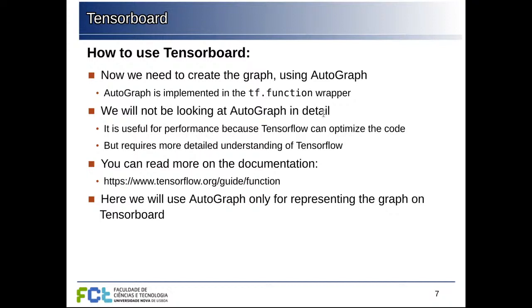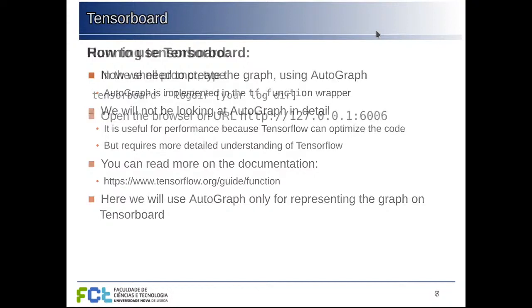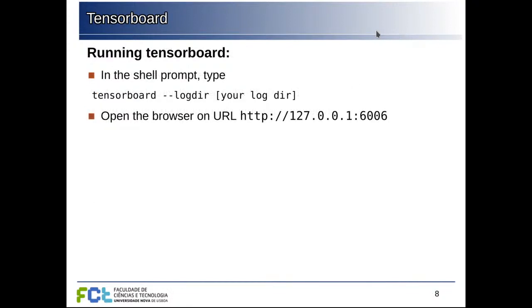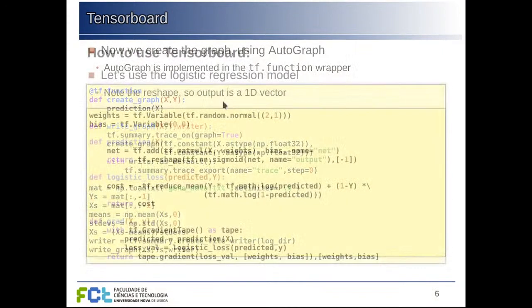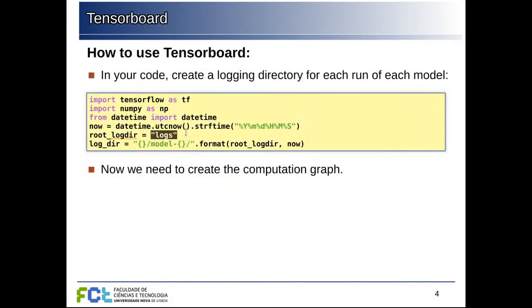So basically, we're just going to use this autograph functionality of TensorFlow to represent the graph on Tensorboard in this session. So after you save the logs, you run Tensorboard. Tensorboard is an HTTP server that will run locally. So you run Tensorboard with the logdir parameter here, where you specify the root dir for your logs. So in this case, it would be this logs folder here. This tells Tensorboard where to find all the different folders with the different runs.